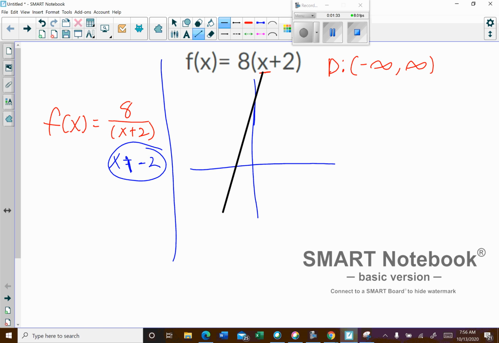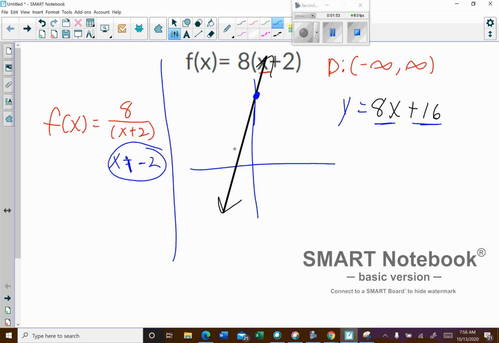It looks something like this. If you were to graph it, it's a pretty steep line because it has a slope of 8. If you were to distribute that 8, it would be 8x plus 16. So if you're looking at that as far as slope intercept form, you're starting up here at 16, and then you've got a pretty steep slope.